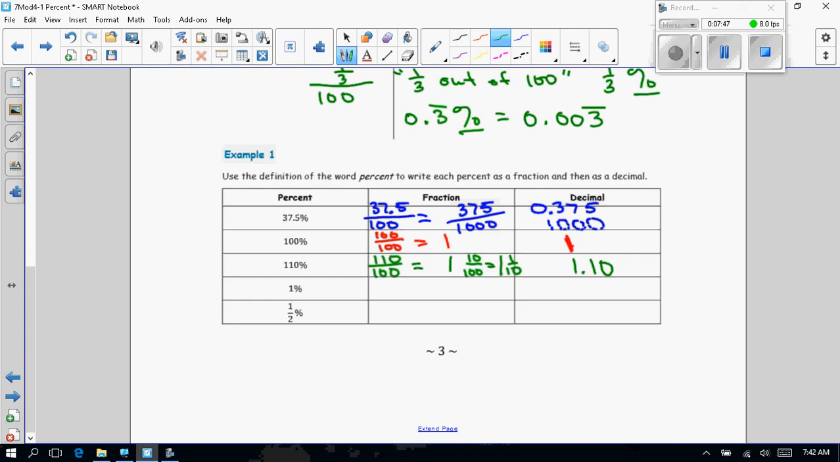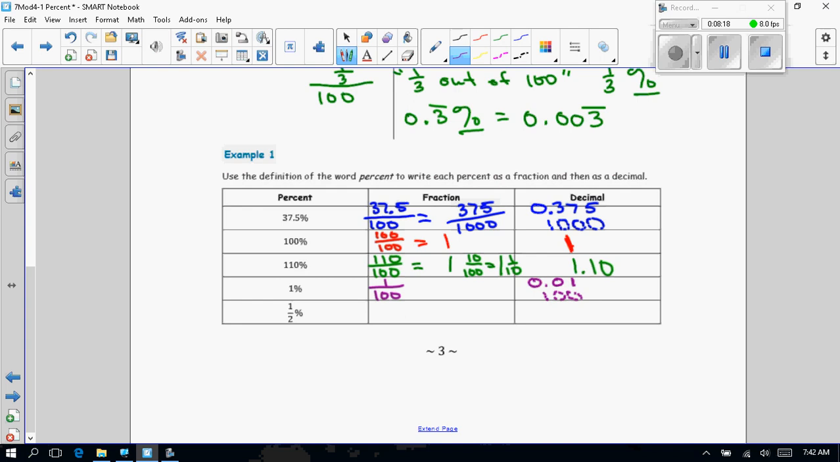So let's try 1%. 1% is 1 out of 100, right? Can I reduce it? No. Why did I put an equal sign there then, huh? Doesn't reduce, so we're good with that. How do I write 1/100th? Again, I'm going to use my little shortcut. I'm just going to put my 100 down on the bottom. The digit 1 belongs over the last 0, and I fill it in. So 0.01 as a decimal.